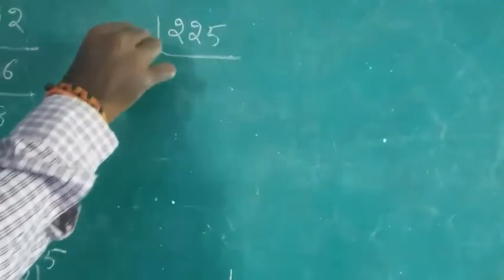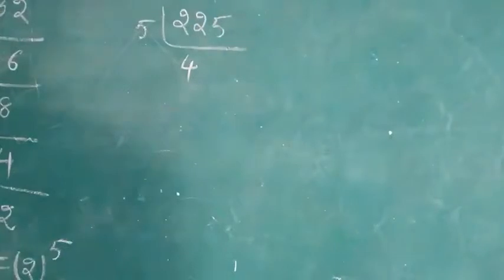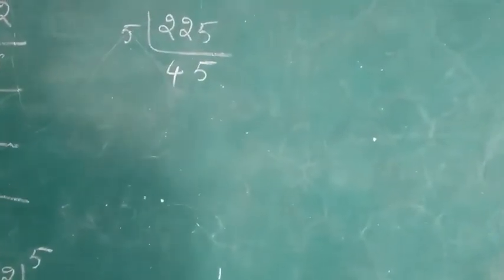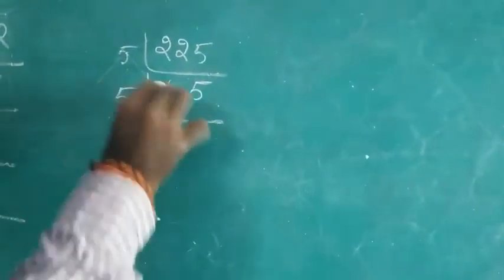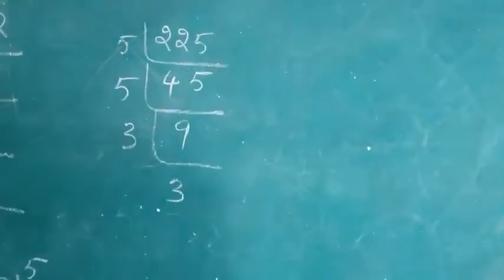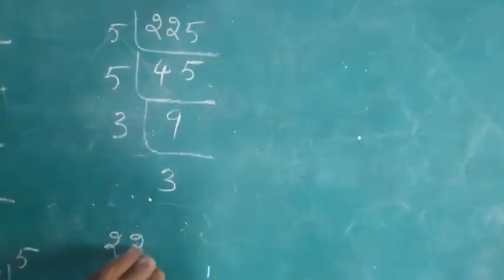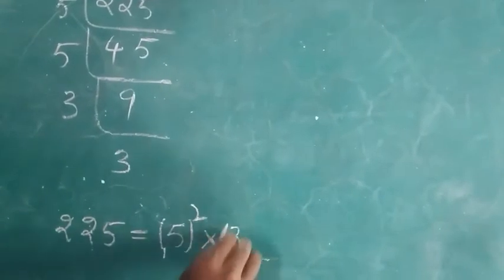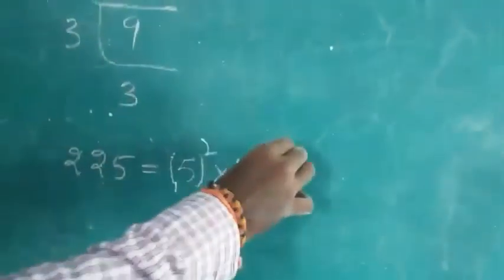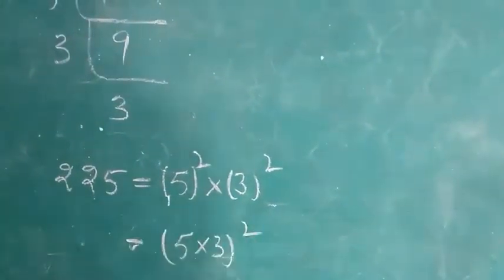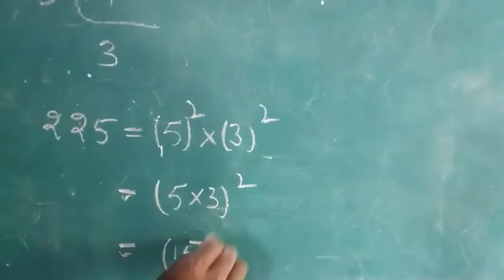We can take the 5 table. 5 4s are 20, 5 5s are 25. Yes or not? So again you will get 5 9s are 45. Again 3 3s are 9. These are the prime numbers only. This should be prime numbers. So 225 you can write as 5 square into 3 square. See that powers are same, so you can multiply the bases. 5 into 3 whole square. 5 3s are 15, whole square.